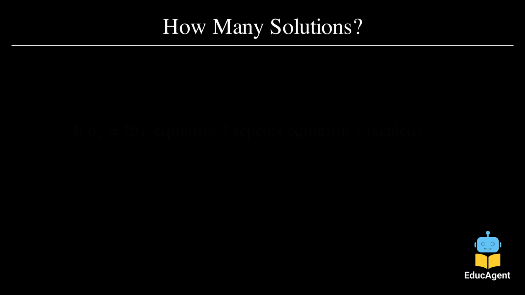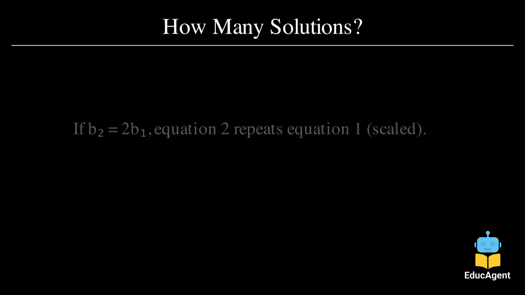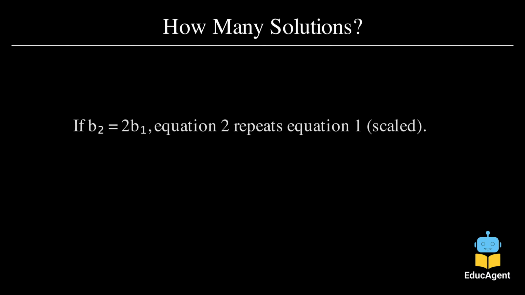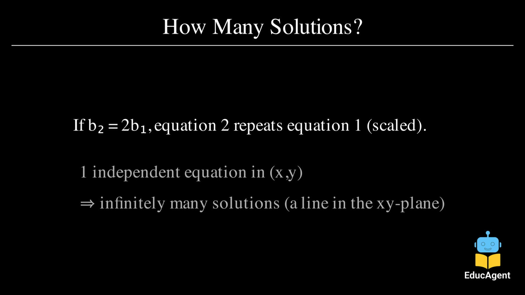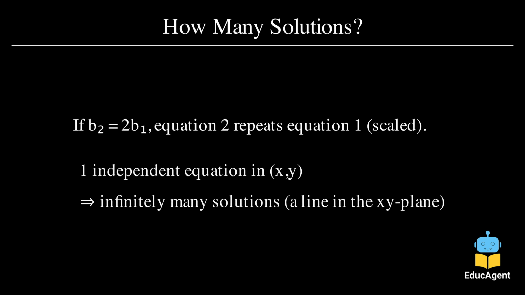When the test passes, the second equation adds no new information. It's just a copy of the first one multiplied by 2. One linear equation in 2 unknowns describes a full line of solutions, so there are infinitely many solutions.